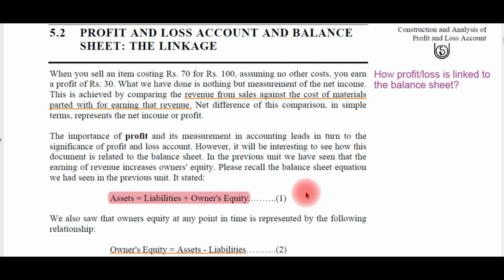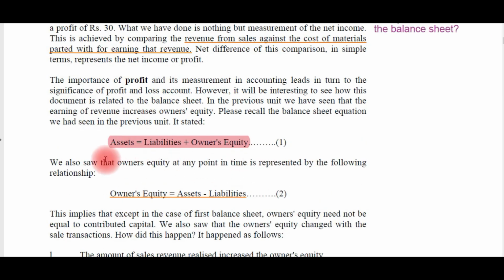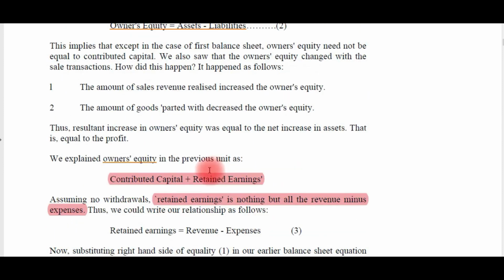In the previous chapter, we have seen the standard balance sheet equation, that is, assets equal liabilities plus owner's equity. We rewrite this as owner's equity equals assets minus liabilities. Owner's equity, as we have defined earlier, is nothing but contributed capital plus retained earnings. Contributed capital means the initial investment, the initial capital put in by the owners.